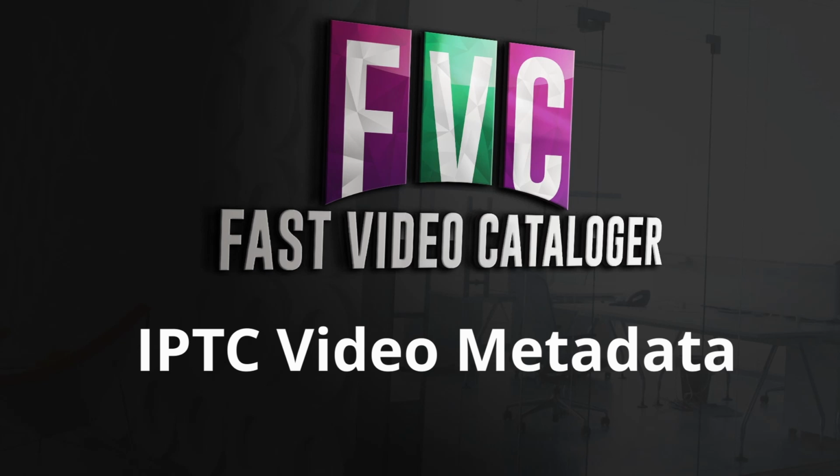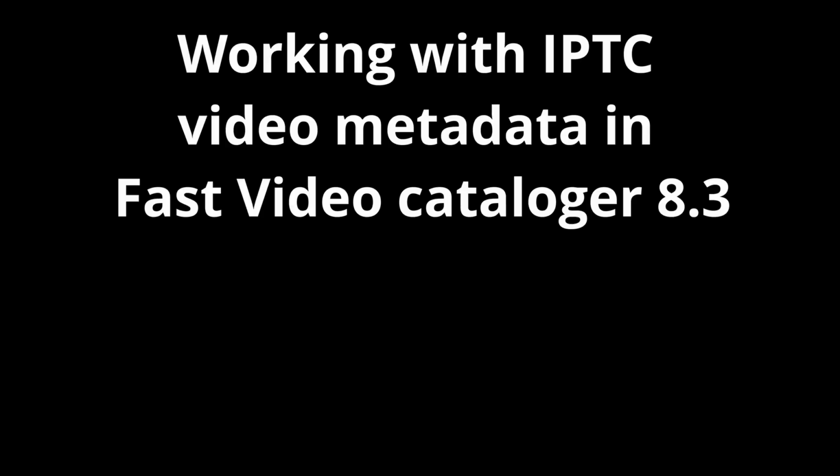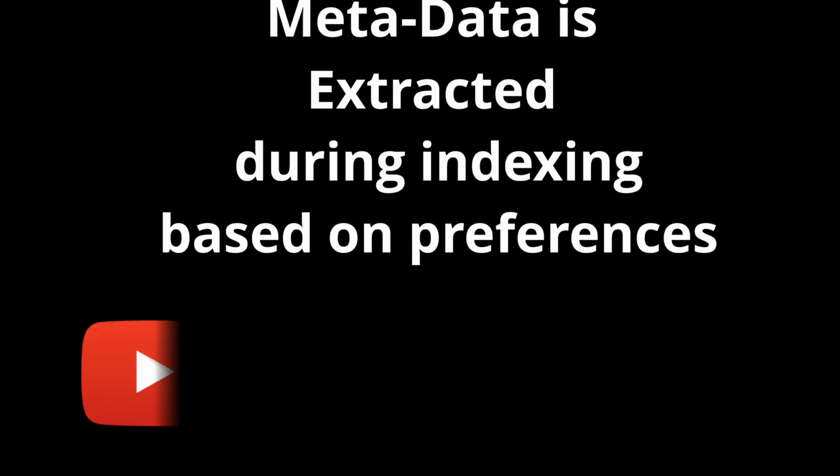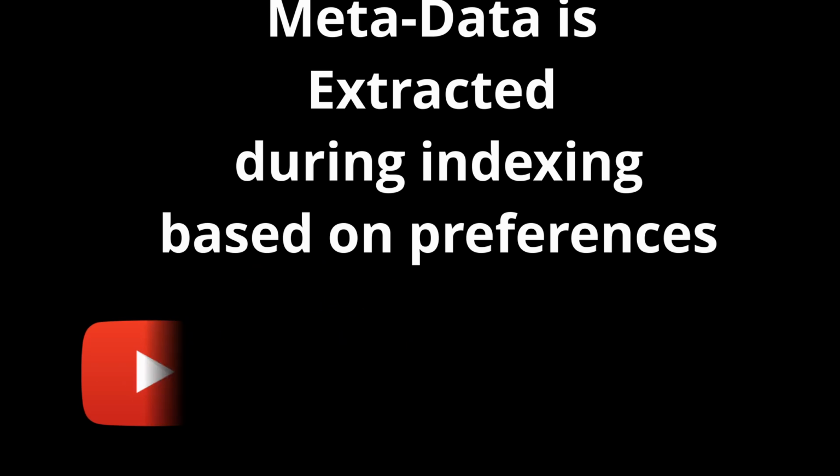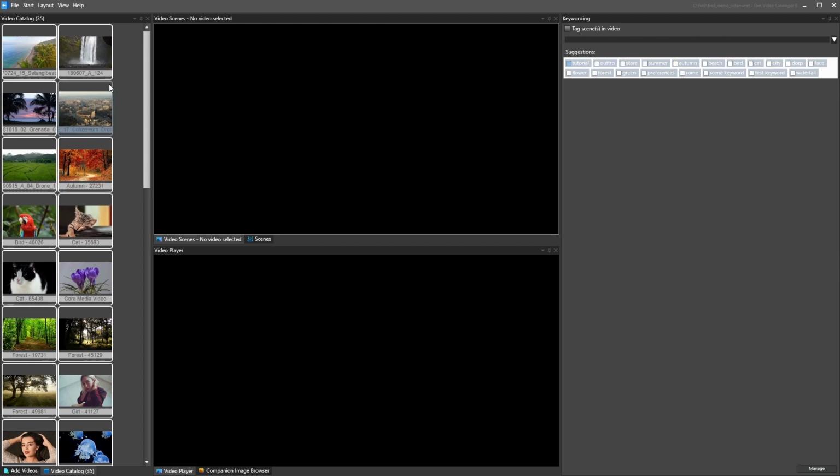IPTC Video Metadata in Fast Video Cataloger. Fast Video Cataloger supports indexing IPTC video metadata as XMP metadata. To index XMP data, you need to enable this function in the video indexer.